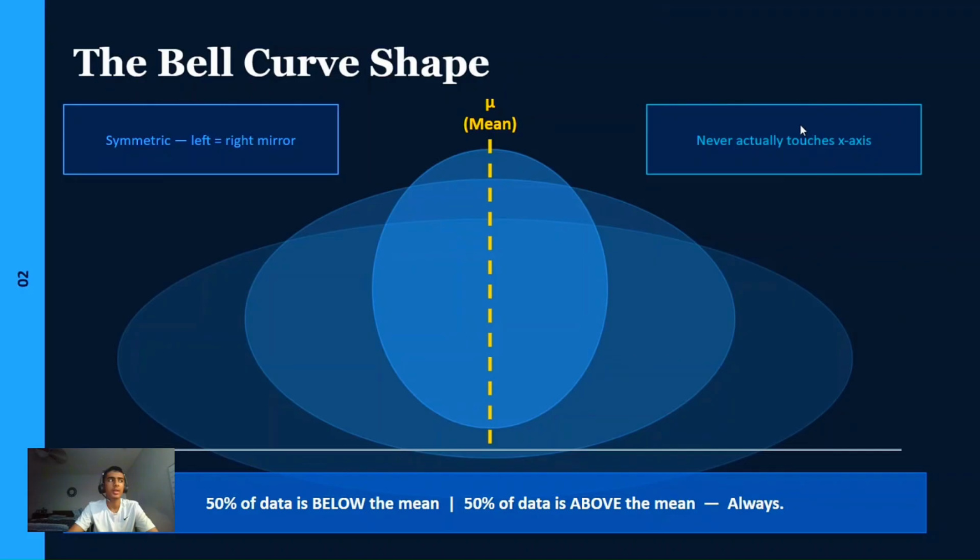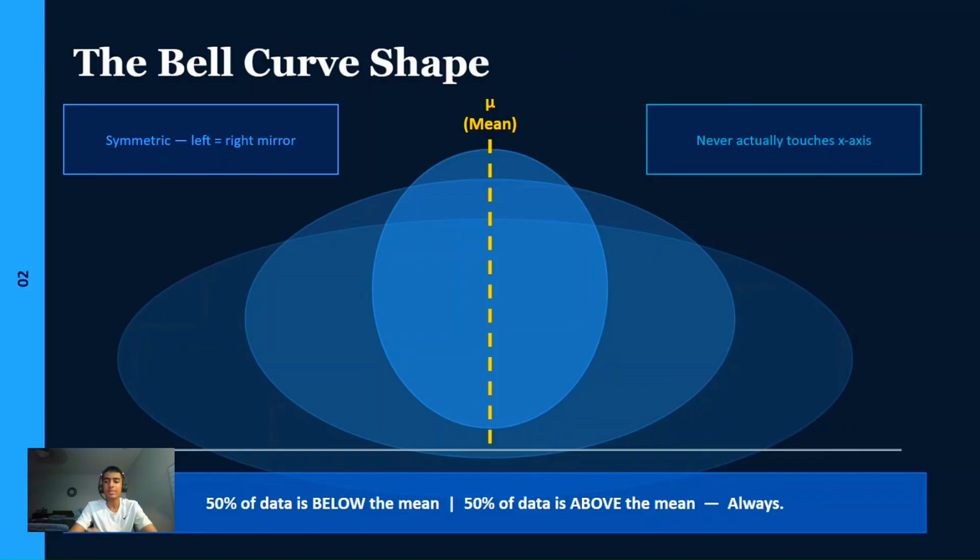All right, now let's look at the shape. The normal distribution is perfectly symmetric. The left side is a mirror image of the right side. The highest point is right in the middle. That's the mean. From there, it falls off on both sides and gets closer and closer to zero, but technically never touches the x-axis. This is important for the exam.